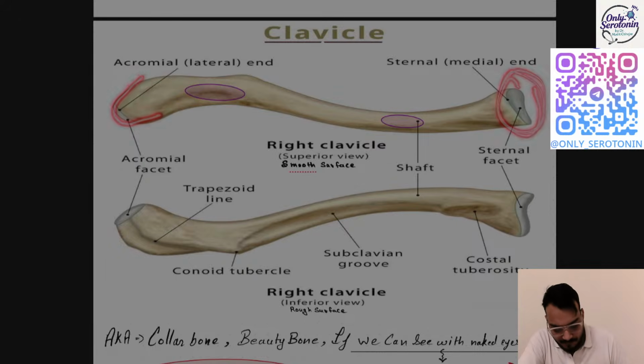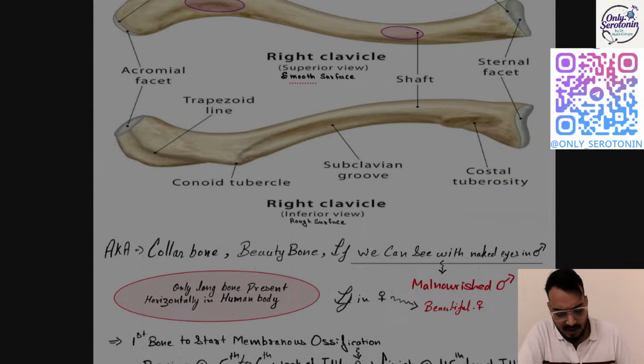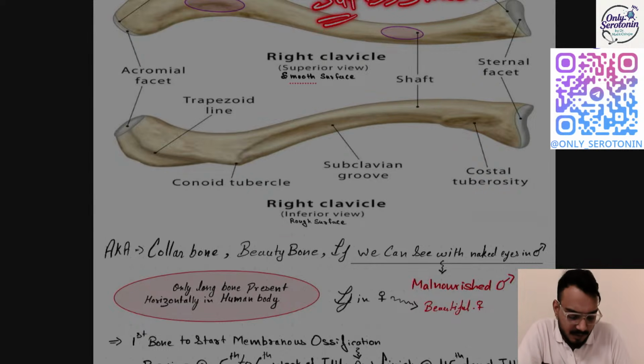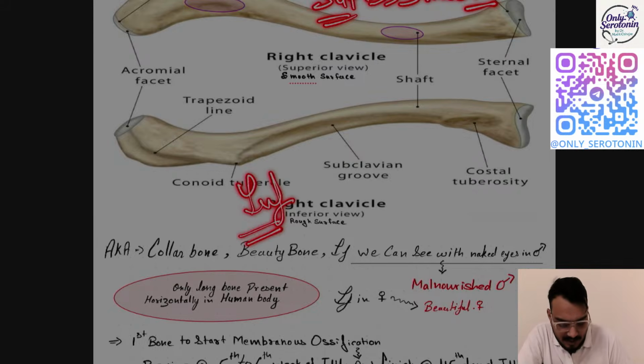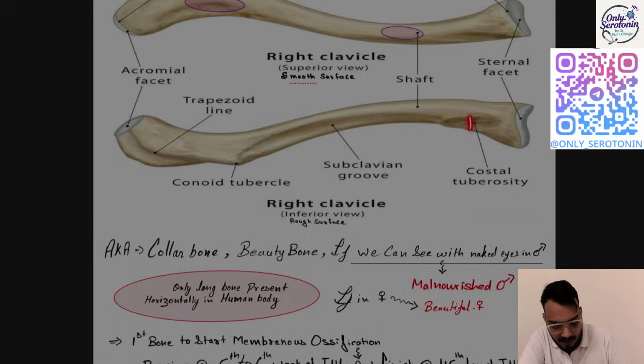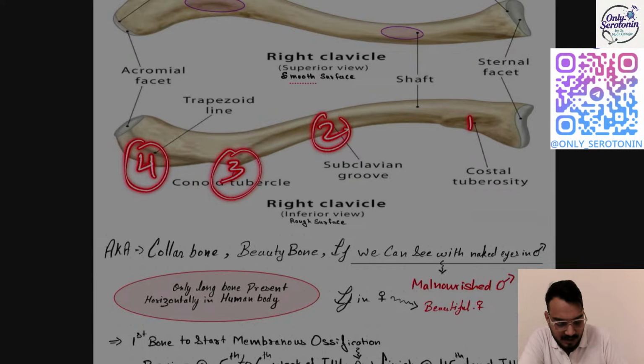Okay. Next is what, guys? The superior surface, S for superior, S for smooth. Superior surface of clavicle is smooth. The inferior surface is what? It is your rough surface. That's why we are having 1, 2, three, and four bony landmarks on your inferior surface.